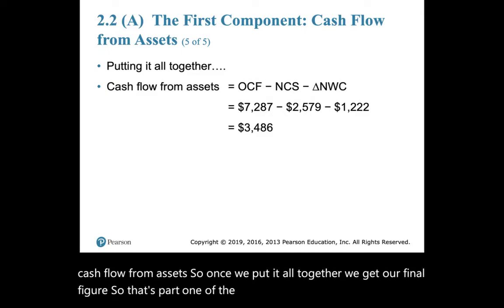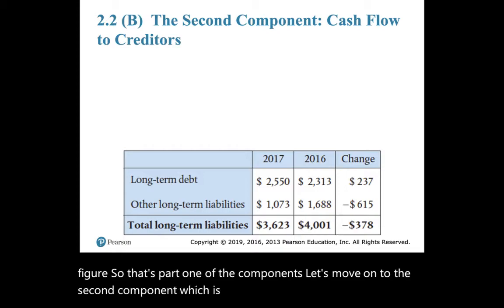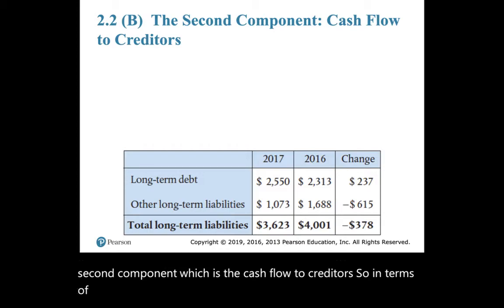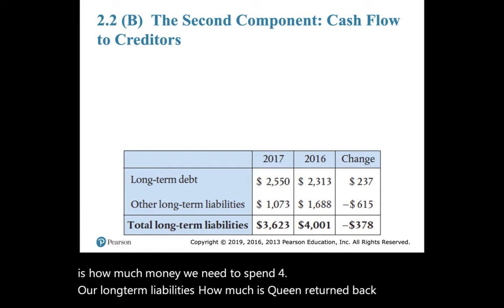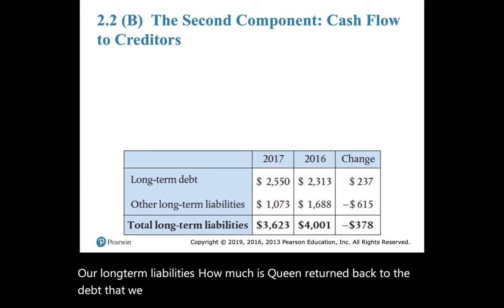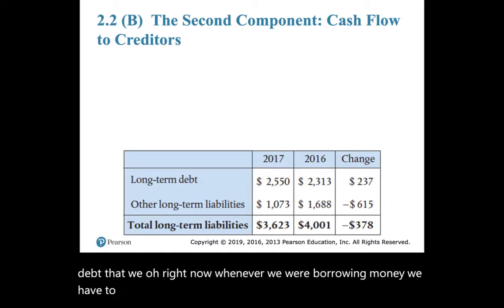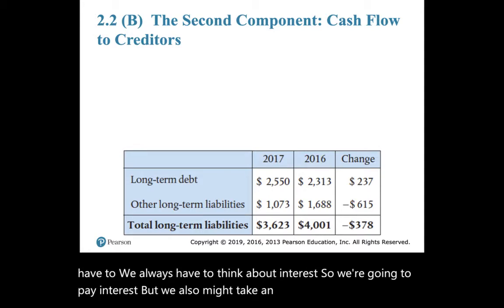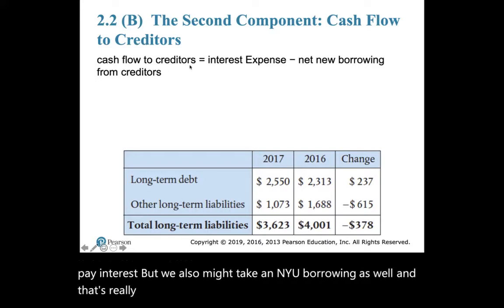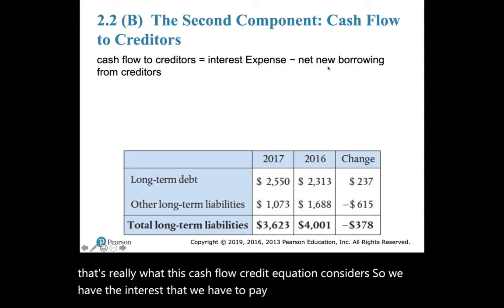Let's move on to the second component, which is the cash flow to creditors. In terms of the second component, what this represents is how much money we need to spend for our long-term liabilities. How much is being returned back to the debt that we owe? Now, whenever we're borrowing money, we always have to think about interest. So we're always going to pay interest, but we also might take on new borrowing as well. And that's really what this cash flow to creditors equation considers. So we have the interest that we have to pay, and we also have to consider any net new borrowing from creditors.